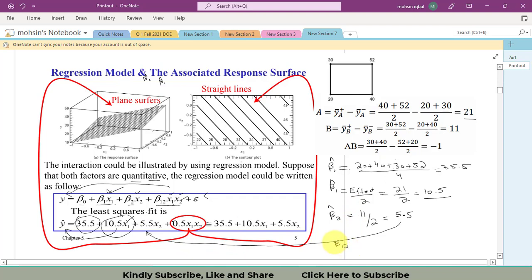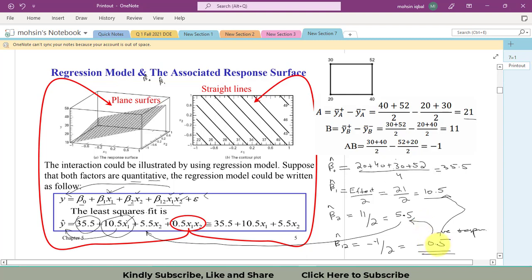Beta 12 is the joint effect, or interaction effect, of both factors on the response variable. Its effect is -1 divided by 2, which is equal to -0.5. So it is minus basically, and it has a negative effect on the response variable. But keep in mind that the value 0.5 is much smaller as compared to 10.5 and 5.5, so we can ignore it.